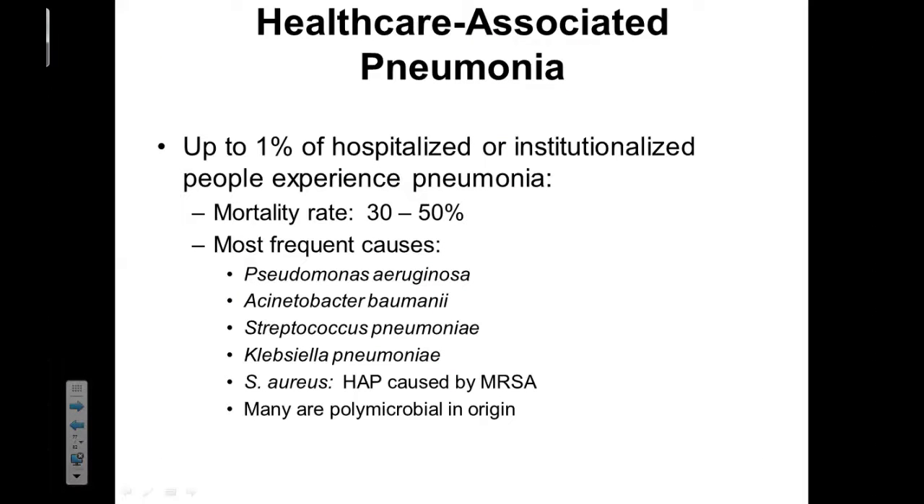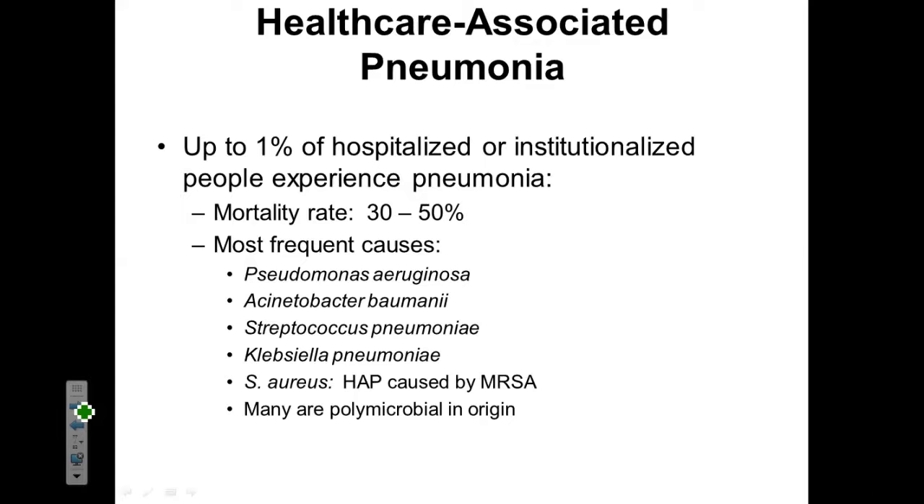We also have healthcare-associated pneumonia. Unlike community-acquired pneumonia, healthcare-associated pneumonia is a nosocomial infection. It's an infection that's associated with being in a hospital. Approximately 1% of the people that go into a hospital experience this kind of pneumonia. The mortality rate of healthcare-associated pneumonia is quite high, 30 to 50%.